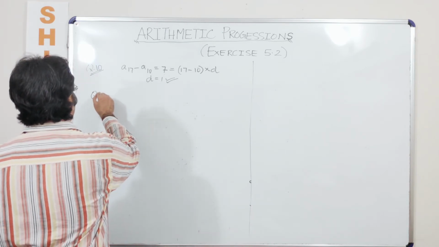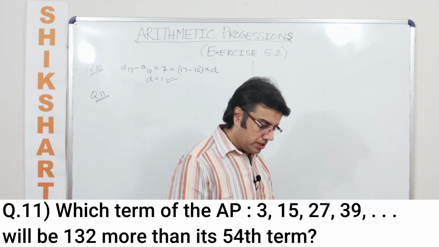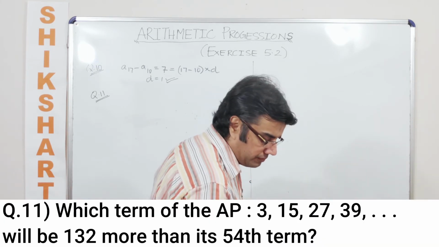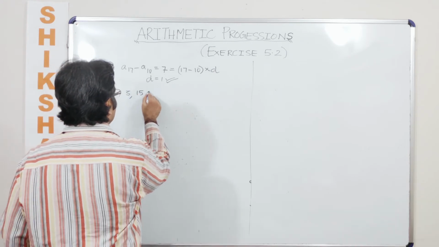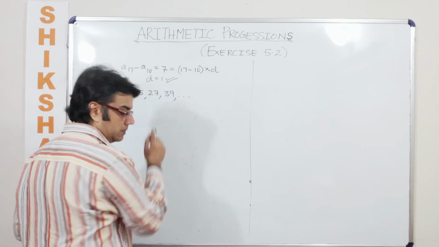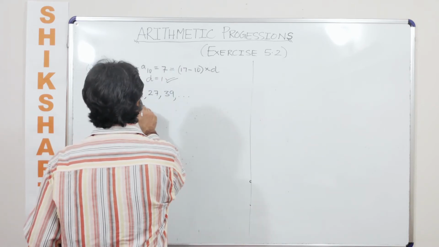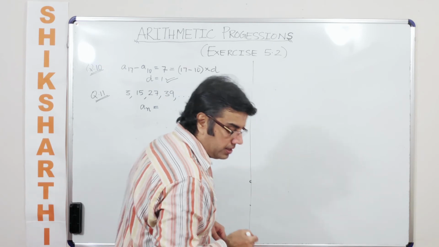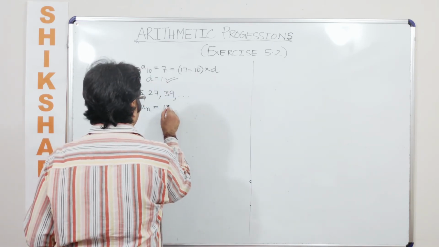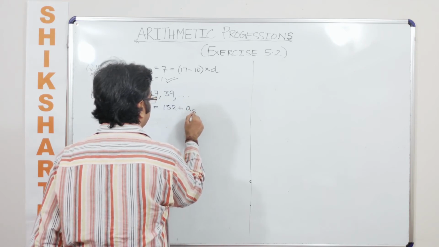Talking about question number 11. Question number 11 talks about which term of the arithmetic progression 3, 15, 27 and 39 will be 132 more than the 54th term? 132 more than the 54th term.